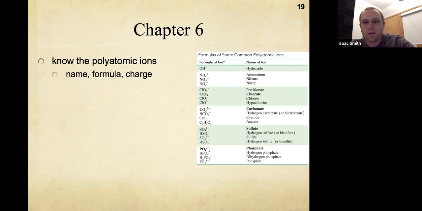Okay, polyatomic ions: the name of them, the formula, and the charge on them, and I'll talk about which ones to know in the next slide.